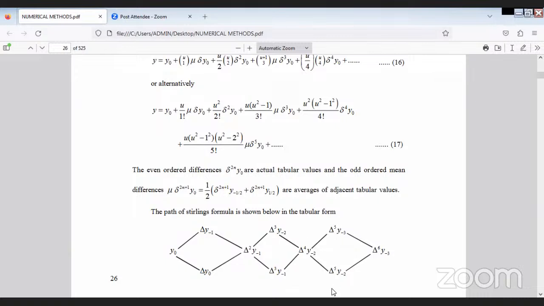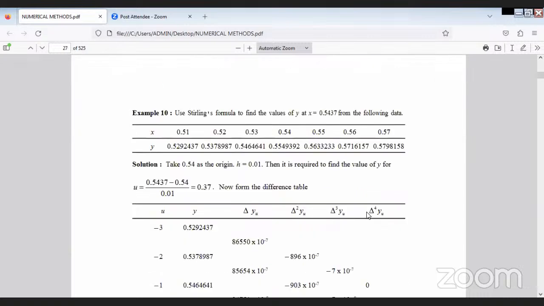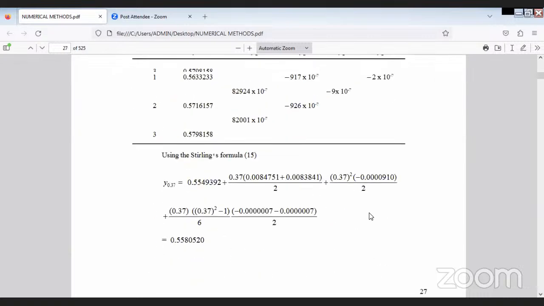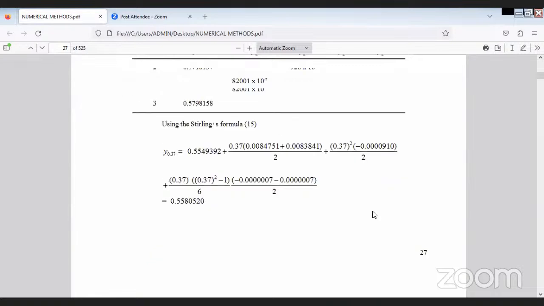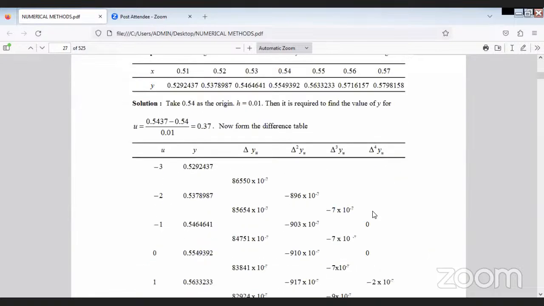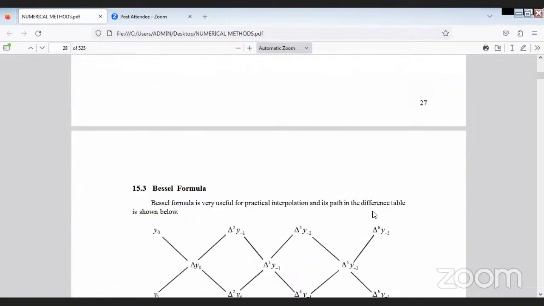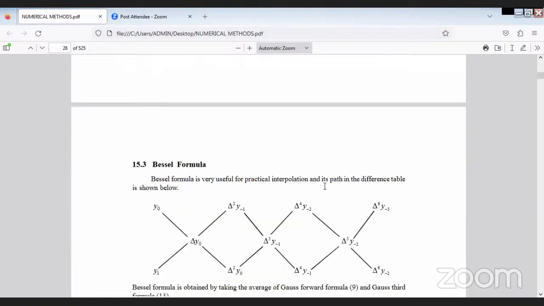These values, del 5 minus 3, these values come here. This is the one. This is Stirling's formula. You can use this one. Same, the origin values you are taking and finding the values here. So one Stirling formula we can use here.